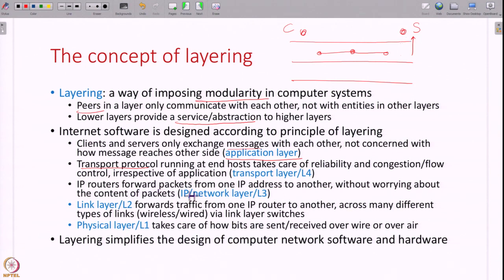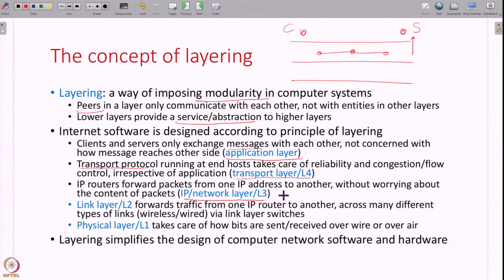And finally, the next layer is the network layer, or the IP layer. This is called layer 4, and this is called layer 3. The IP layer is just forwarding your packets. You do not care whether it is from a browser to an e-commerce website or to a ticket reservation website. The IP routers simply forward packets from one IP address to the other. They do not know what is inside the packets. Can you see the concept of layering here? Each of them does not care about the others.